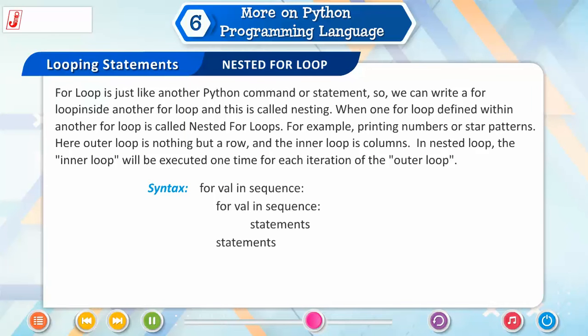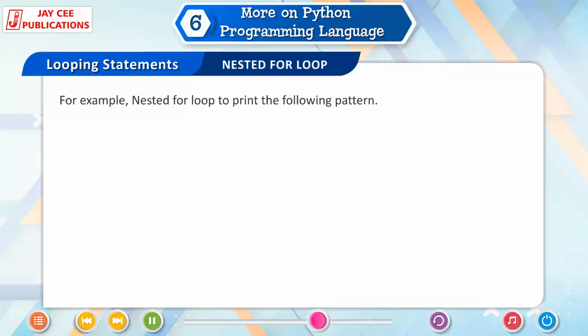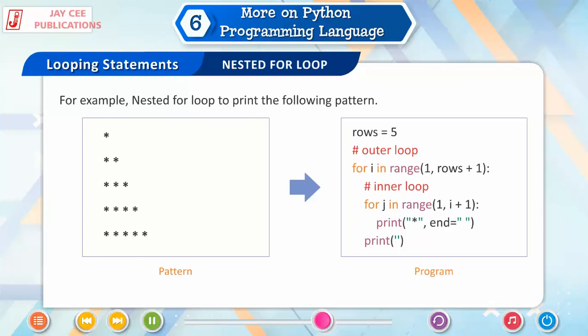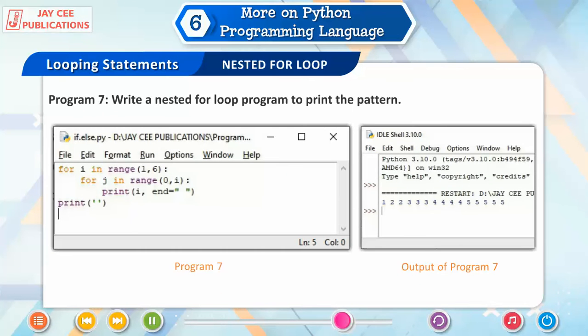Syntax: for val in sequence, for val in sequence, statements. For example, a nested for loop to print the following pattern. rows = 5, # outer loop, for i in range(1, rows + 1): # inner loop, for j in range(1, i + 1): print("*", end=""), print(""). Program 7. Write a nested for loop program to print the pattern.